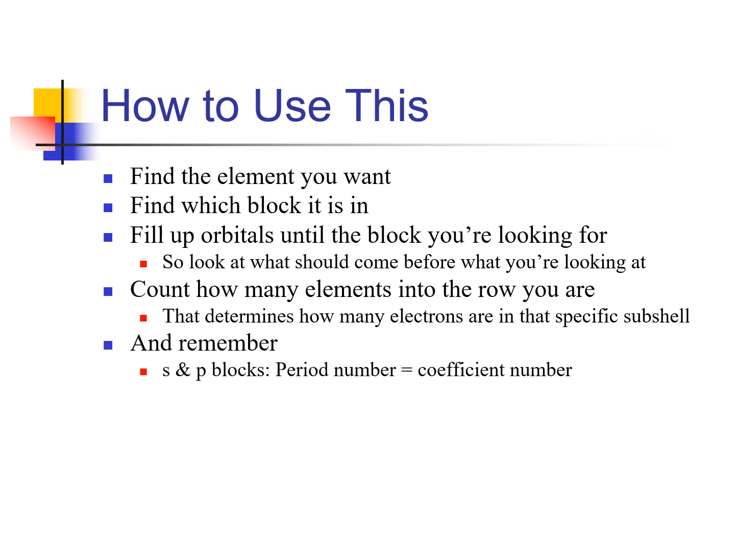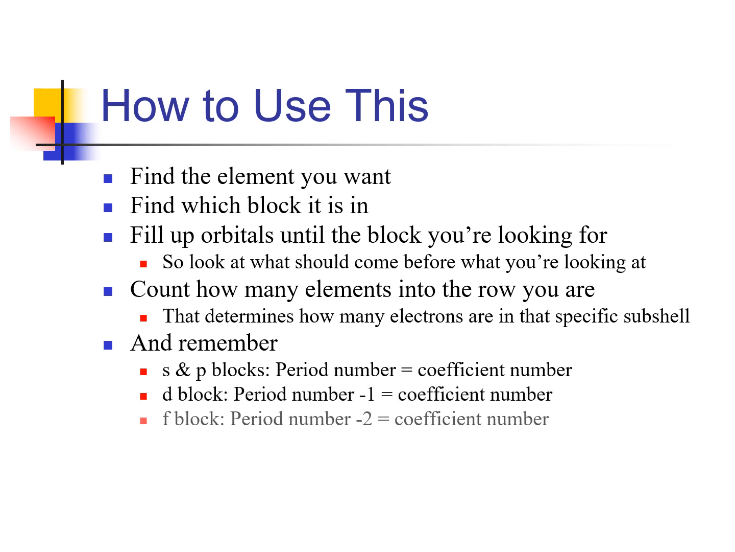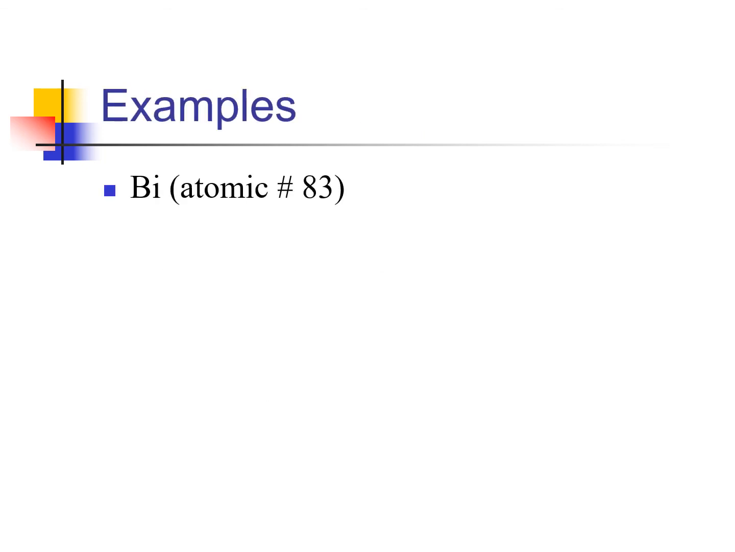And then remember, for the S and P blocks, the period number is the coefficient, the energy level. For the D blocks, period number -1 is the energy level. F block is period number -2. So let's have some practice.